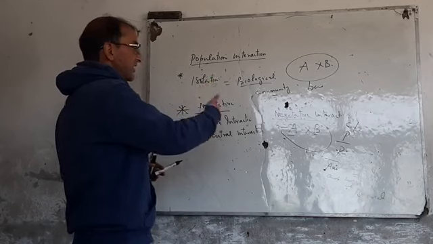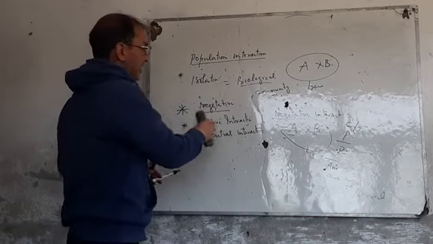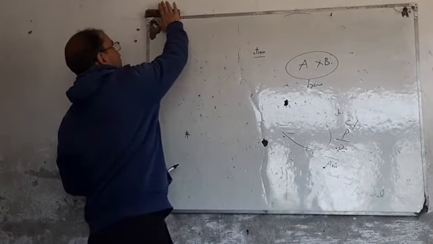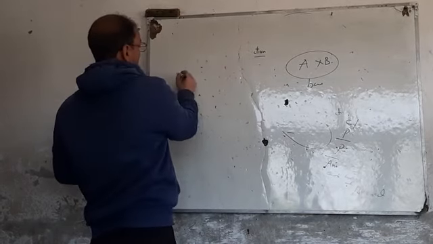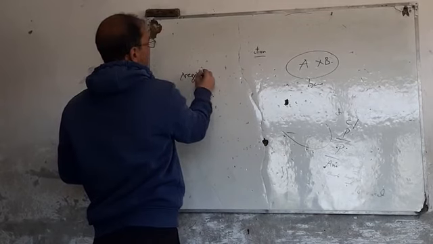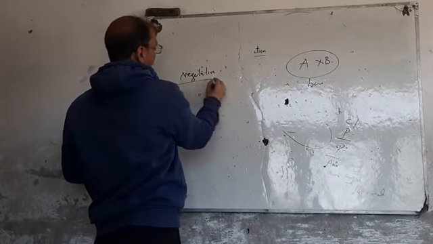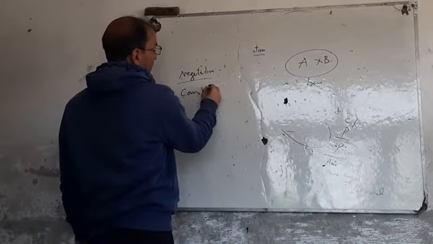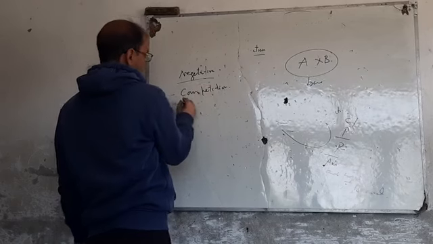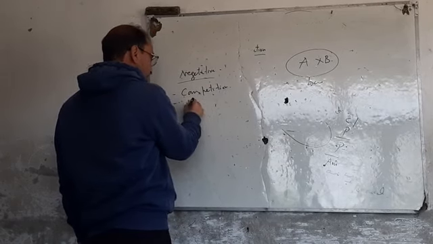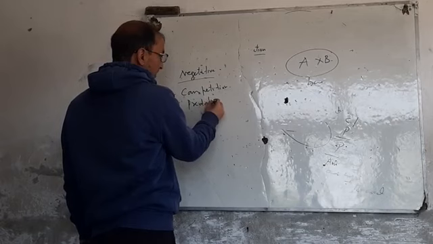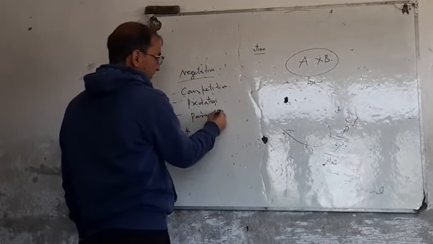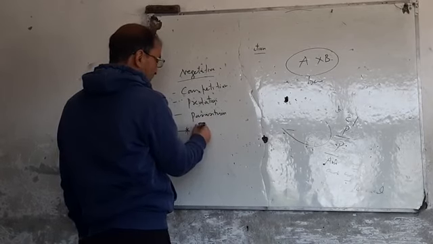Let us discuss negative interactions first in detail. Negative interactions, as I told you, are of four types. Number one, competition. Number two, predation. Number three, parasitism. Number four, amensalism.